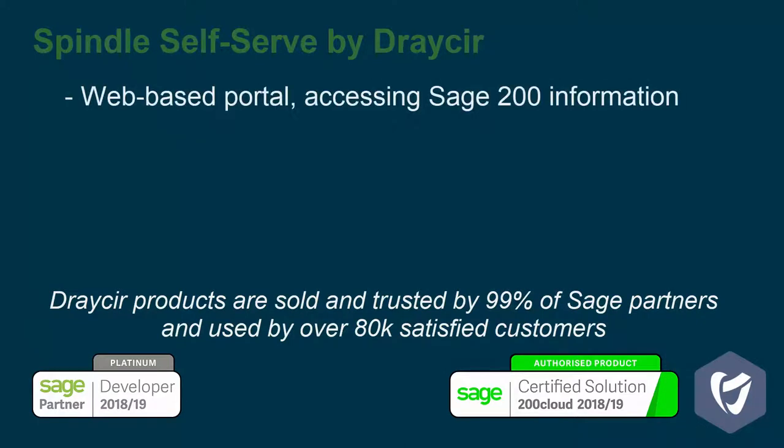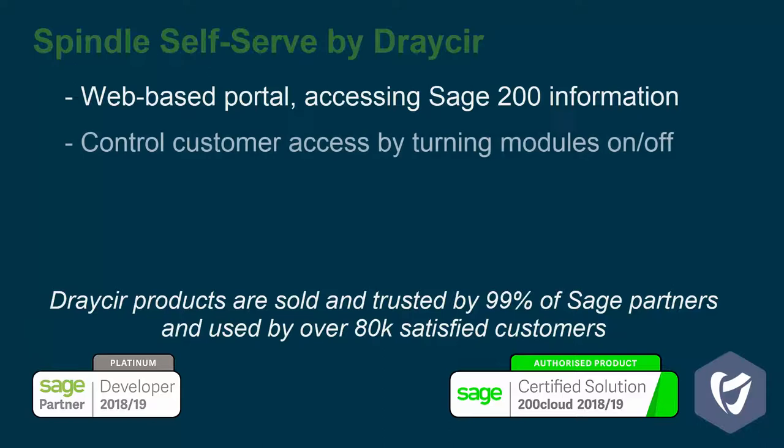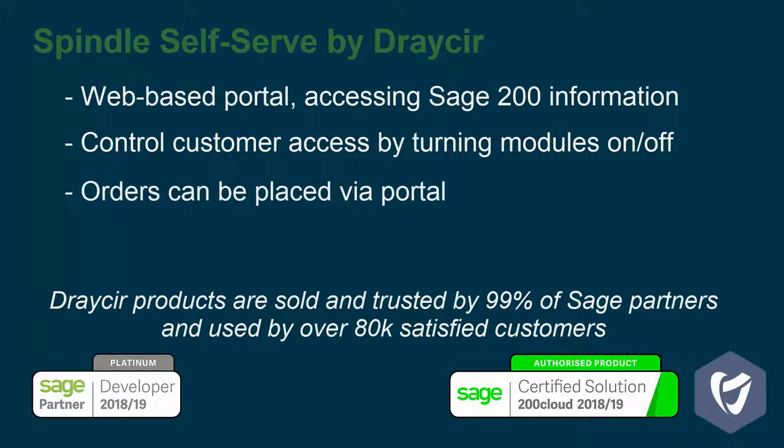Spindle Self-Serve is a web-based portal, providing access to information from Sage 200. It's a modular solution, meaning you can provide different access to different customers by switching modules on or off. Orders can also be placed via the portal, and the portal can be branded with your own corporate colours and logos.